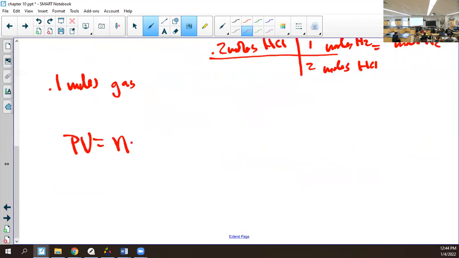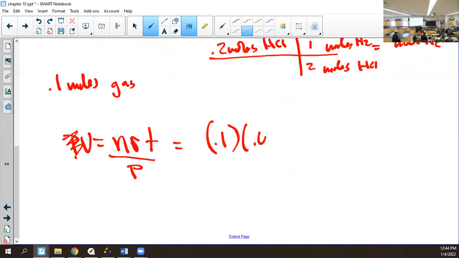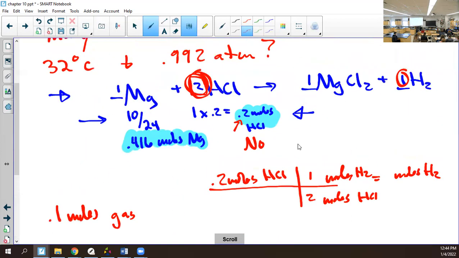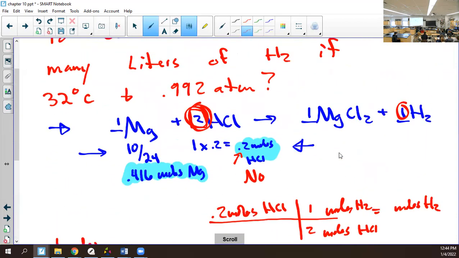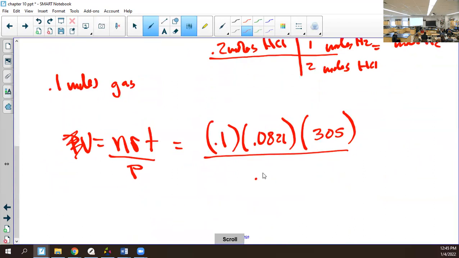PV equals nRT. Volume is nRT over P. You're probably sick of this. N, I just found, was 0.1. R, 0.0821. T, I don't remember. 305, because I took 32 and added 273. And the pressure was 0.992. And what do I end up with?